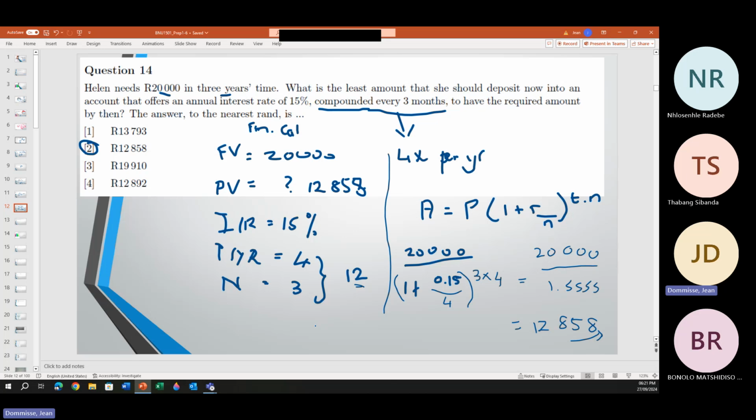As you would have done in the assignments, use the one that is best for you, so that you don't waste time in the exam and things like that. Okay, so let's look at the next one and see what the next question is.